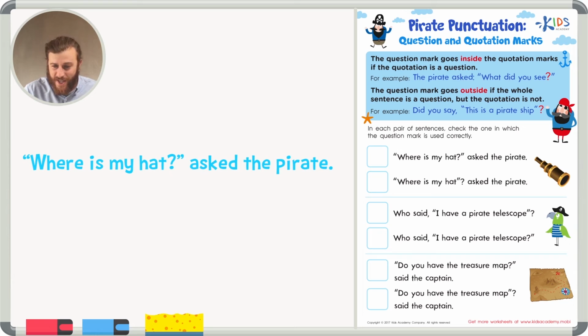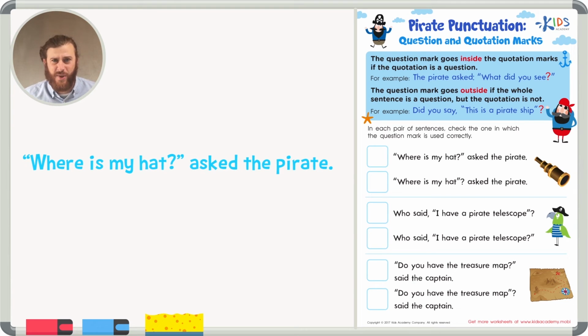In this answer choice, the question mark is inside the quotation marks. "Where is my hat?" is a question. "Asked the pirate" is not a question. I think the question mark is in the right place. It belongs inside the quotation marks because the words inside the quotation marks, "Where is my hat?" is a question.